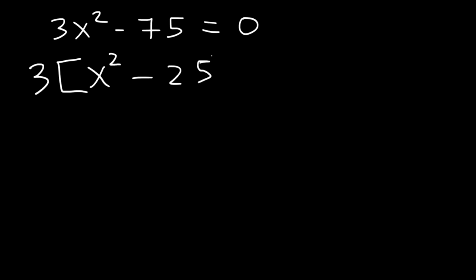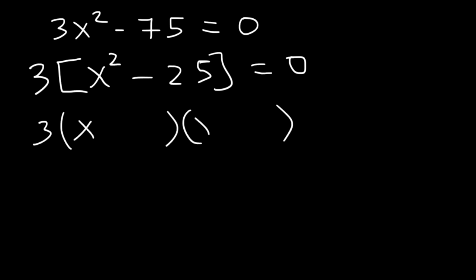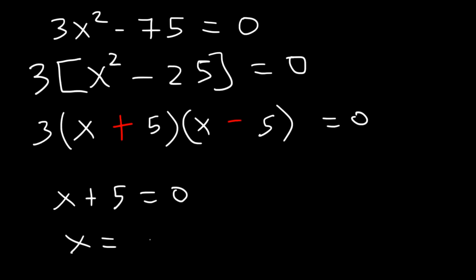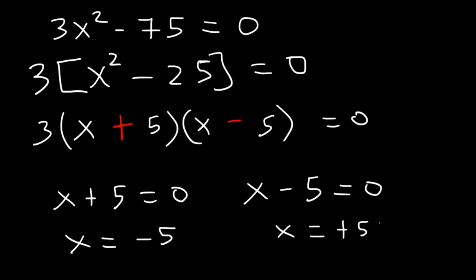Now we can use the difference of perfect squares technique to factor x squared minus 25. The square root of x squared is x. The square root of 25 is 5. So it's going to be x plus 5 and x minus 5. So if we set x plus 5 equal to 0, we can clearly see that x will be equal to negative 5. And if we set x minus 5 equal to 0, x is equal to positive 5. And so that's it for that one.